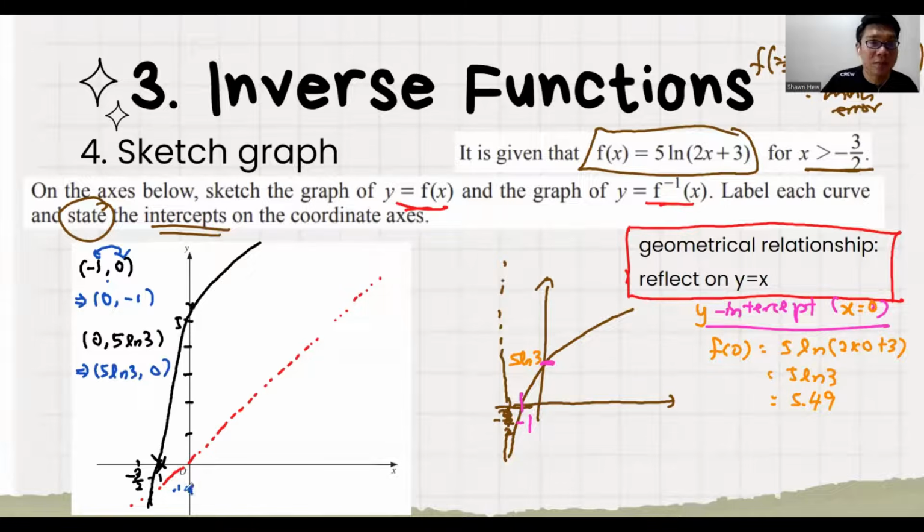0, -1 is here, and then 5 ln 3 is around here. And then can you see the original line actually intersects with the y equals x line? So this would be another point also, because when the original graph touches y equals x, then the image, which is the inverse function, will also touch on the same point. So make sure you know that. Then you just join them. Yes, you see a symmetric shape up here. Then you just label this is your f(x), this is your f inverse. This is how you sketch an inverse graph.